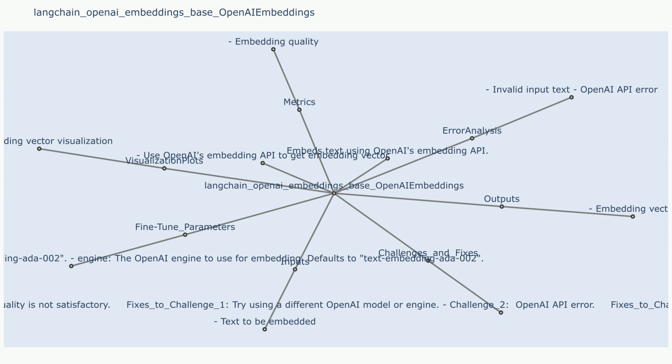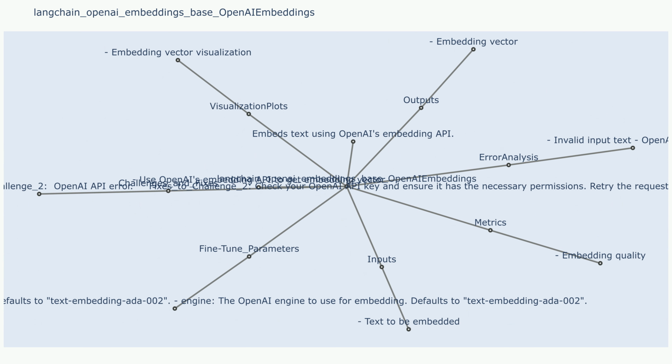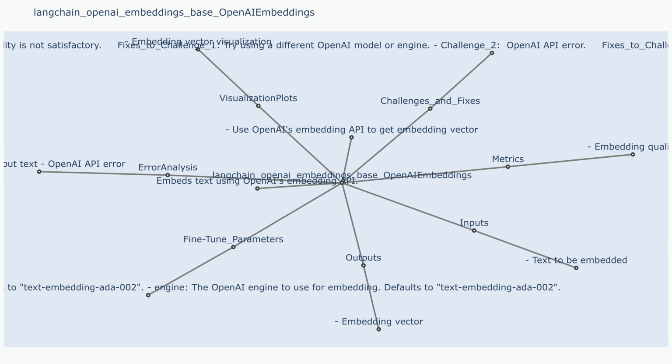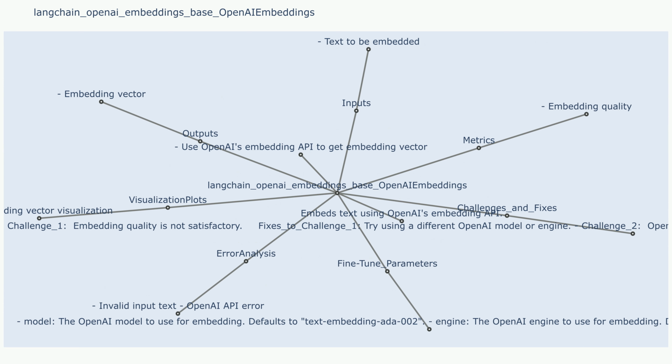Metrics: embedding similarity: the cosine similarity between two embeddings can be used to measure the semantic similarity between two pieces of text. Embedding quality: the quality of the embeddings can be evaluated by assessing their ability to capture semantic relationships and enable effective downstream tasks, like information retrieval. Visualization plots: t-SNE visualization. t-SNE, t-distributed stochastic neighbor embedding, can be used to visualize the embeddings in a lower dimensional space, helping to understand the relationships between different text samples.